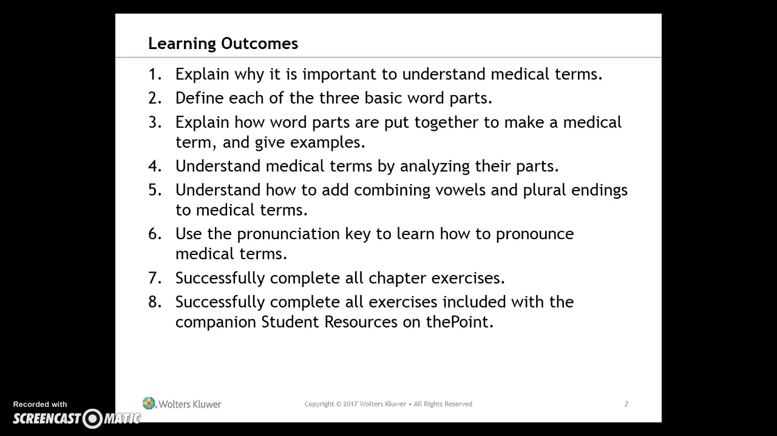I think it's very helpful. I often go back to it because sometimes we learn how to pronounce things that maybe aren't the correct pronunciation. So double check yourself and the people you work with, and even myself quite possibly, to make sure you're pronouncing these medical terms correctly. I highly recommend completing the exercises in the book and using the companion student resources.